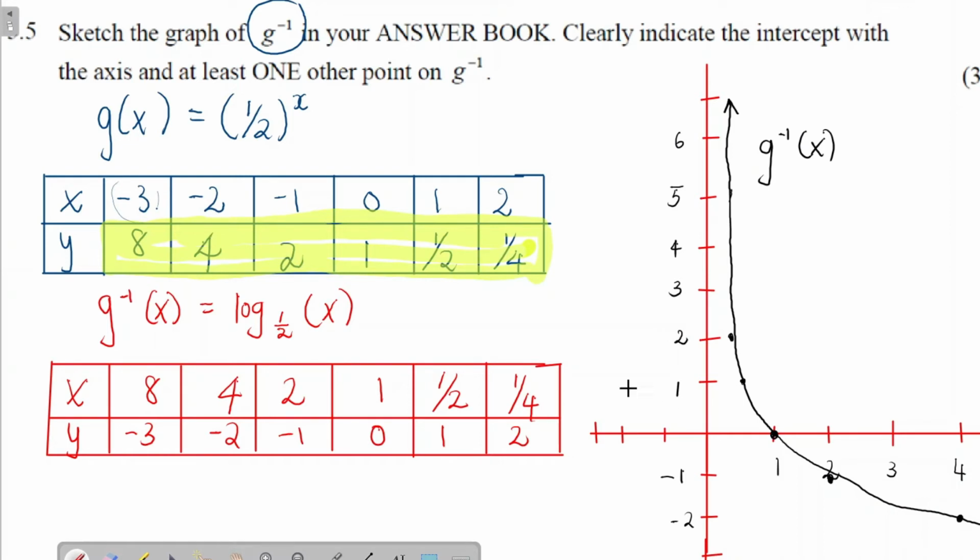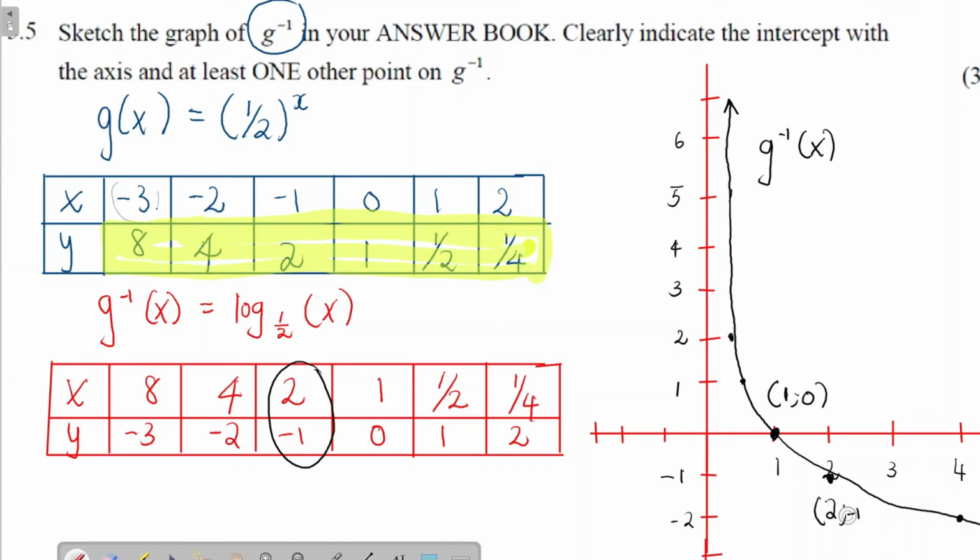Okay. And then, guys, they said clearly indicate the intercept with the axes and at least one other point on g of x. So we have that is our intercept, and that is when your x is 1, your y is 0. And then we can just indicate any other point on this function. So you can just take any other point that we've got here. I'll just use 2 and -1. When your x is 2, we said your y is -1.